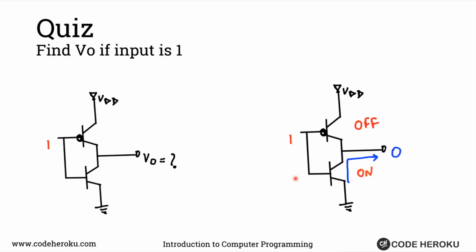So here's the answer. When we provide logic 1 over here, the top transistor turns off because remember it's an inverted one. It turns on only when you give 0 to it. And at the same time, this transistor turns on, so the positive voltage can't reach the output, but the ground or the 0 volts does reach over here.